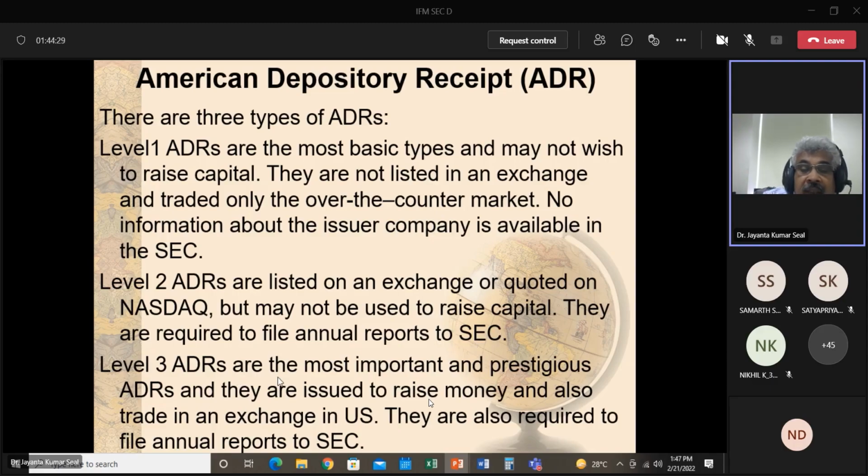And level 3 ADRs are the most important and prestigious ADRs, and they are issued to raise money and also traded on an exchange. They are also required to file annual reports to the SEC, Securities Exchange Commission. Infosys has level 3 as well as level 2.